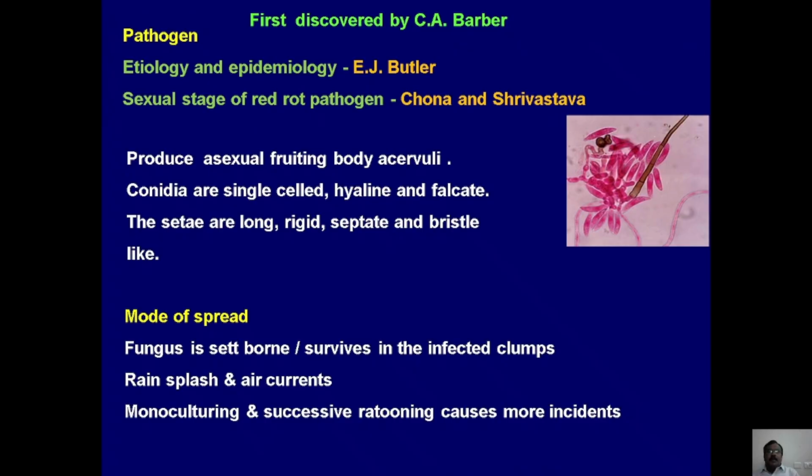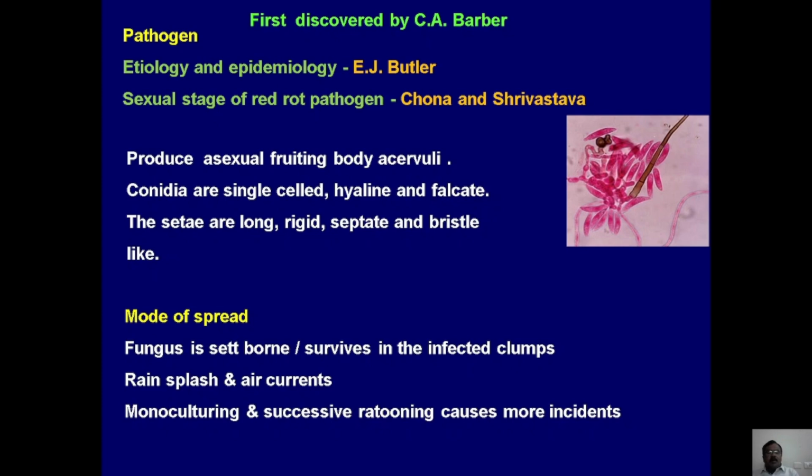The etiology and epidemiology of the pathogen were studied by E.J. Butler, and the sexual stage of the red rot pathogen was identified by Kono and Srivastava. It produces acervuli on all infected plant parts, and these acervuli contain conidia, conidiophores and setae. The conidia are falcate shaped, hyaline, single celled, and the setae are long, rigid, septate, and appear like a bristle. The fungus is sett borne, and it survives long in the infected clumps.